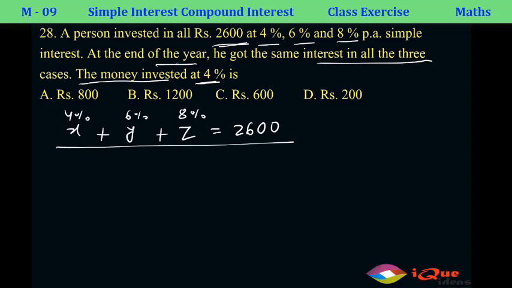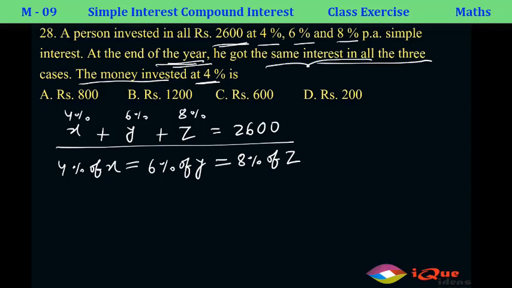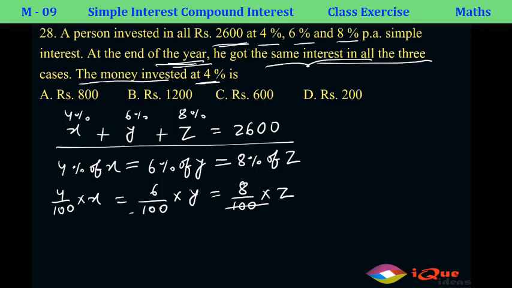Now it says at the end of 1 year, the interest on the first case will be 4% of X. Interest on the second part will be 6% of Y. Interest on the third part will be 8% of Z. And these three are all equal because the question is saying you got the same interest. Alright. So that means if you simplify, it will be 4 upon 100 into X is equal to 6 upon 100 into Y is equal to 8 upon 100 into Z. Now 100 is cancelled from all the places.